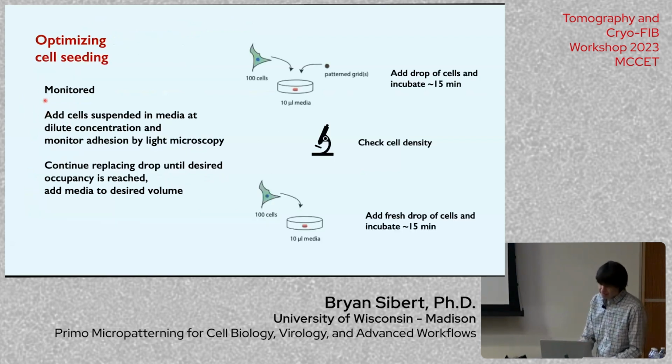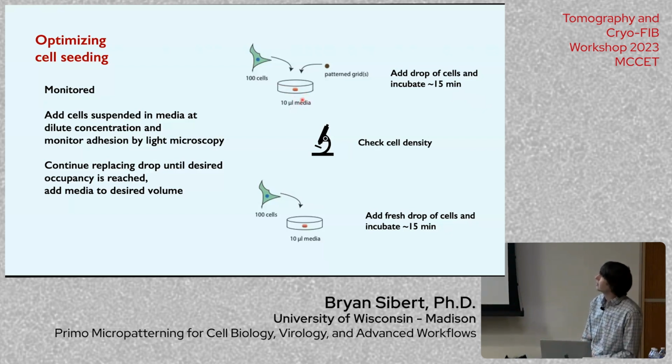Once you have all that optimized, you have one choice left, and that's how you seed the cells. Even though you have the pattern, if you add too many cells, they will grow on the PEG. So you still have to be careful about how you add your cells. The most careful method is this monitored method. You put your grid in a dry tissue culture dish and add a tiny droplet with a low concentration of cells, maybe 100 cells in the droplet, and you incubate that for 5 to 10 minutes.